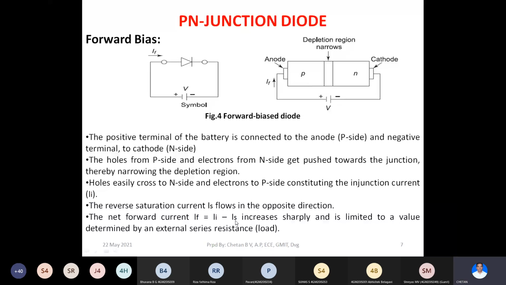So in forward biased condition, the value of this I_S will be zero. Therefore, this I_F, that is forward current, you can take as the injunction current minus I_S, or else it is simply the injunction current, as I_S is very near to zero.